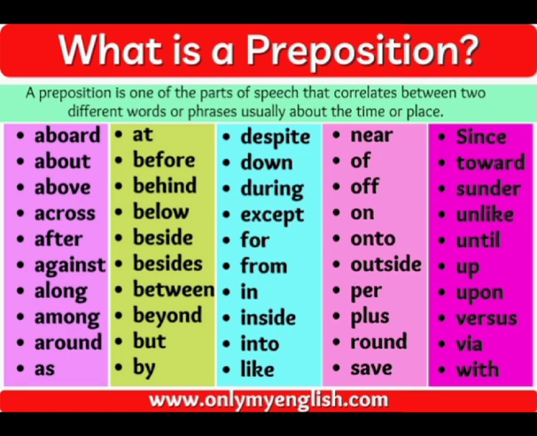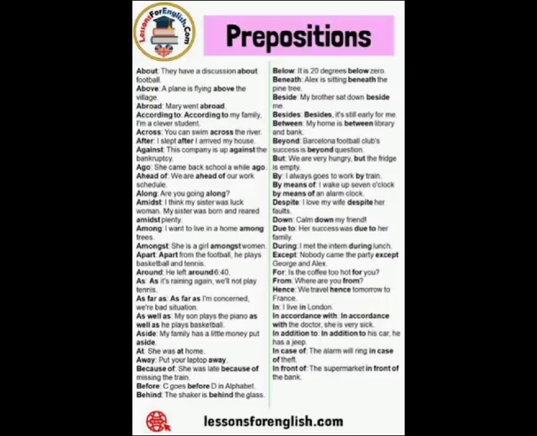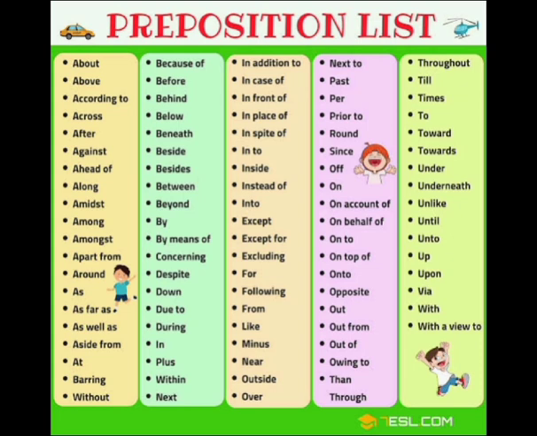Now we will learn the types of preposition. There are 8 types of preposition, including prepositions of time, preposition of place, preposition of movement, preposition of manner, preposition of source, preposition of measure, preposition of possession. Now we have learned the preposition types.